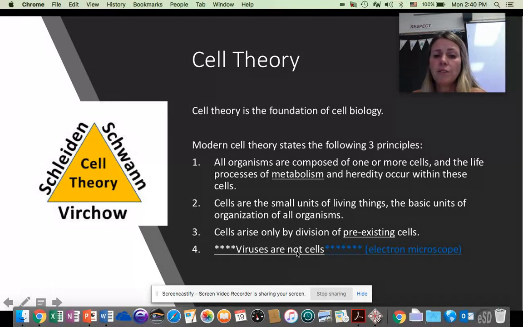So we know that viruses are actually not cells because they are not able to reproduce on their own, which is a definition of a life function. All cells are able to do the life functions that we discussed earlier, but viruses are the exception to that rule. They need a host cell in order to reproduce. We were only able to see viruses when we used an electron microscope, which was in the 1940s and 50s. But all of the other cells that we view are seen under a compound light microscope, and that was done in the early 1600s.